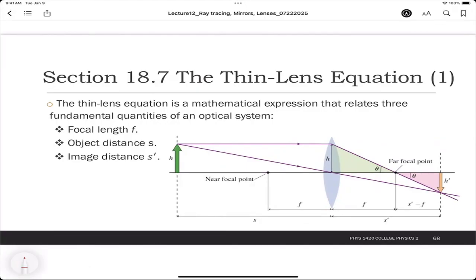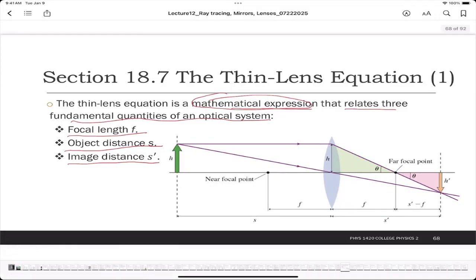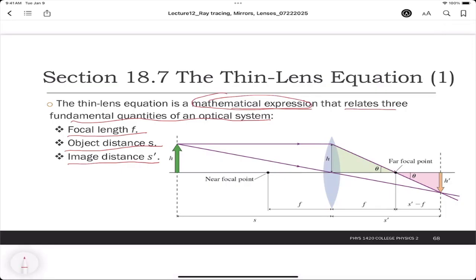The thin lens equation is a mathematical expression that relates three fundamental quantities of an optical system. The first one is the focal length, f, and the others are the object distance, s, and the image distance, s dot. Here we know there is a far focal point.